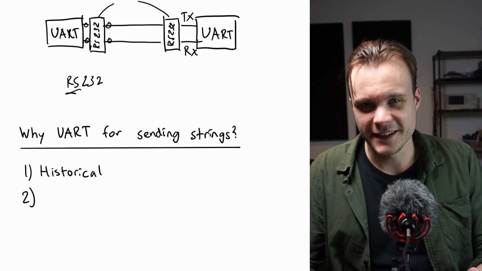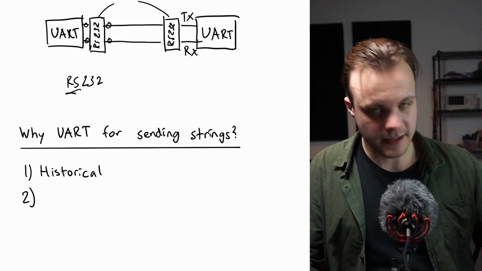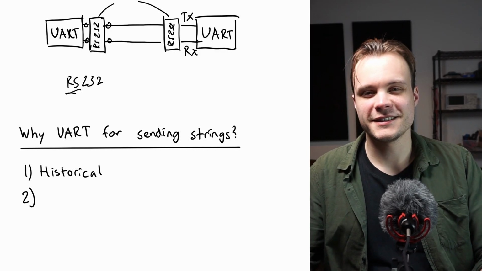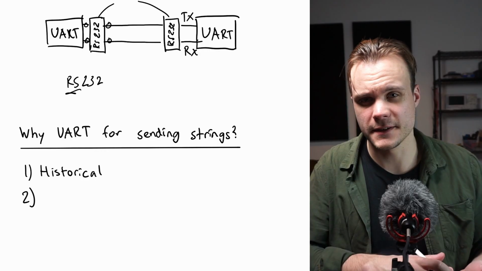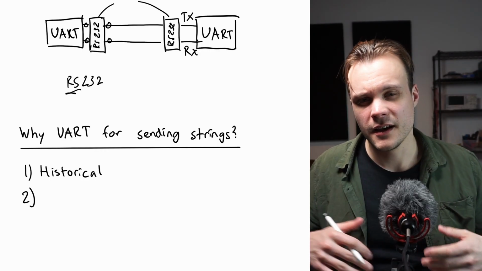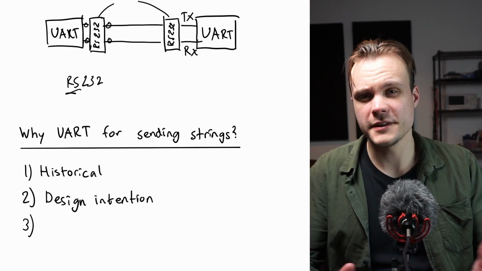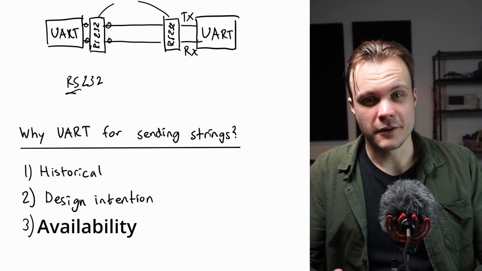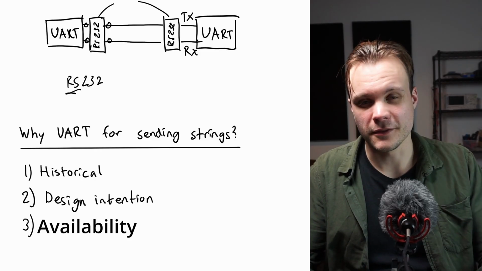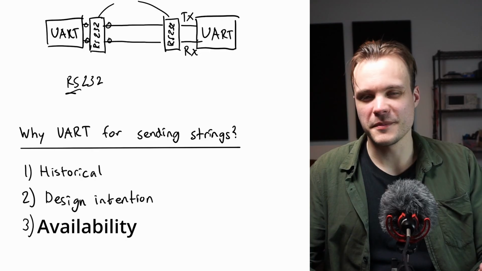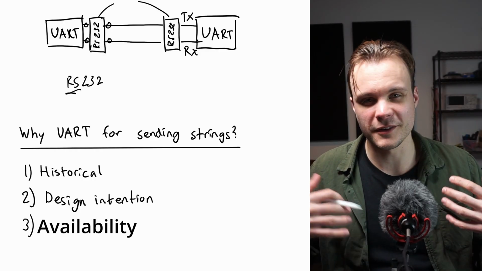A second reason is design intention. UART was originally designed for connecting teletypewriters to the early computers, so it was actually designed to transfer characters serially to a terminal, which is in contrast to communication interfaces like SPI and I2C, which were originally designed to connect different ICs. A third reason is availability. UART is simple to implement in hardware, and as such it's available in most microcontrollers, and even if it's not, it's easy to implement in software through bit banging. Overall, I just shortly wanted to mention this here, because I think sometimes it can be good to reflect on why we do things a certain way and not just take it for granted.